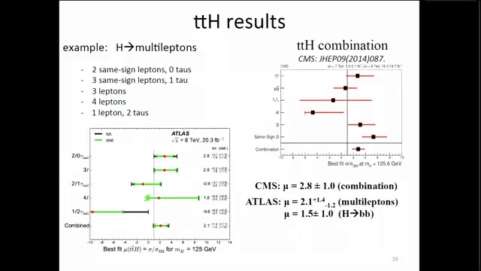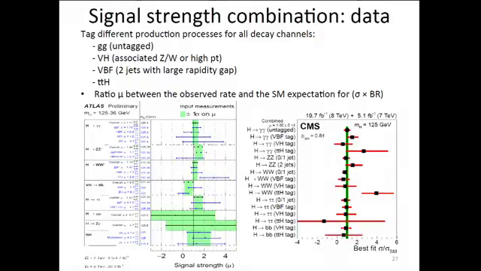So at the end, the result from CMS is 2.8 plus minus 1. So it's, let's say, 2 sigma higher than the one expected in the standard model. The results from ATLAS are compatible within 1 sigma, both with the standard model and the CMS results. So this is something maybe interesting to look at in run 2. Okay.